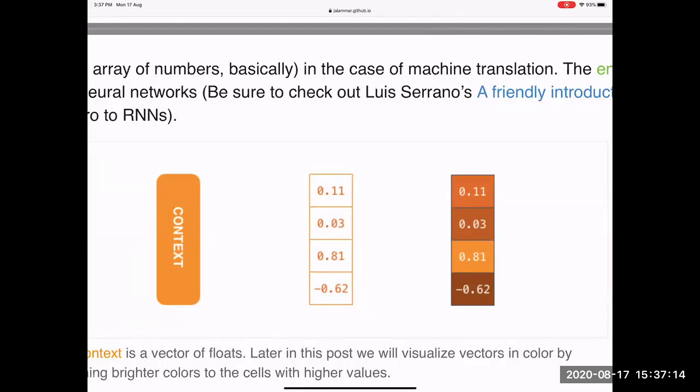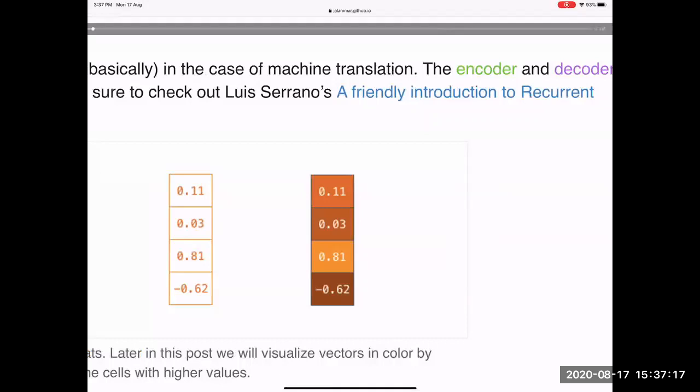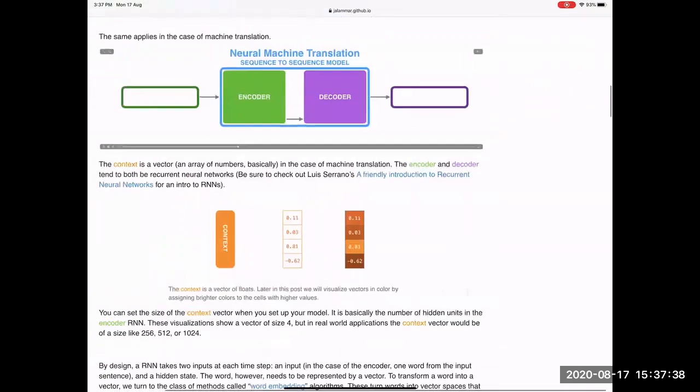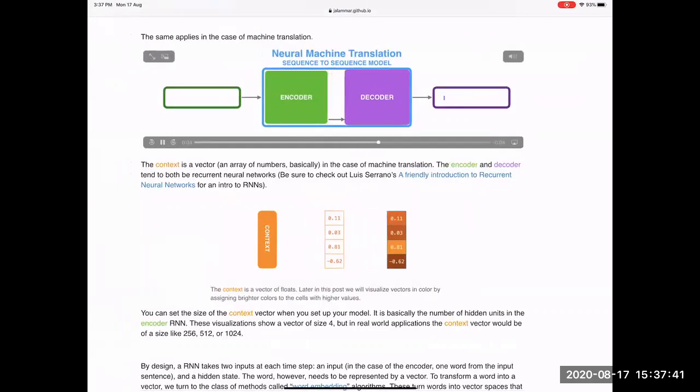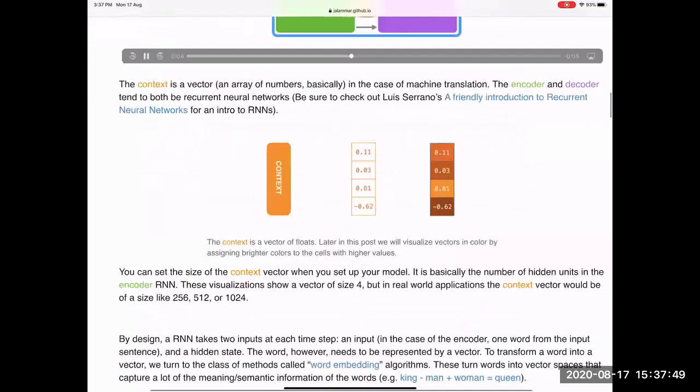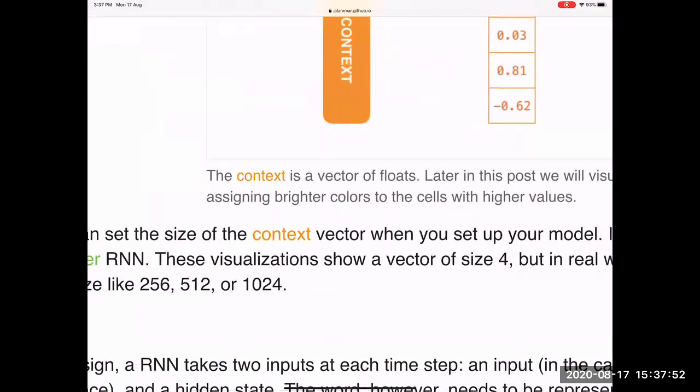This color coding tells you that a high value has a bright color, and small values show less color. Essentially, the context is encoded as a vector with very specific values for each and every dimension, and that is going to be helpful when you decode the output sequence using only this context. As written in several places, contexts are of sizes like 256, 512 and 1024.